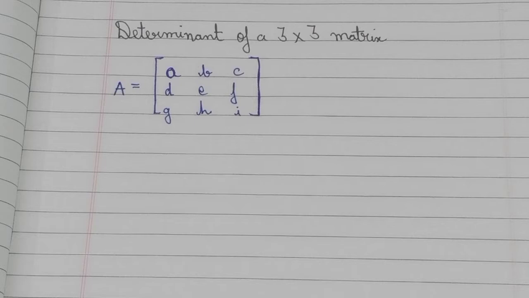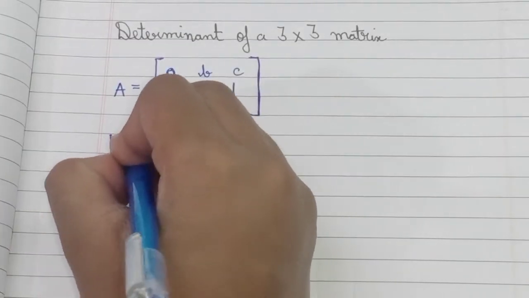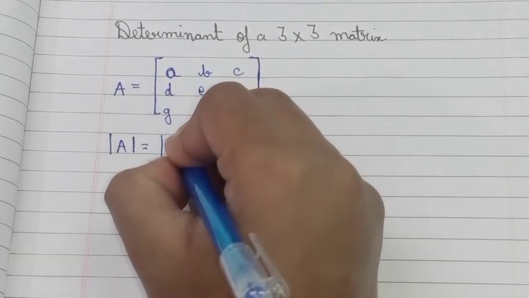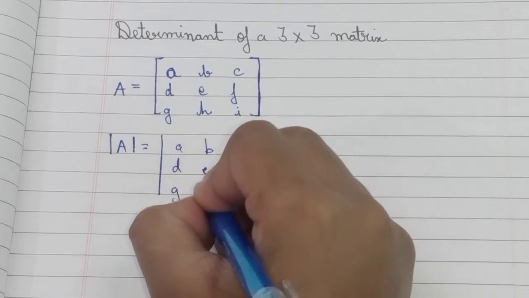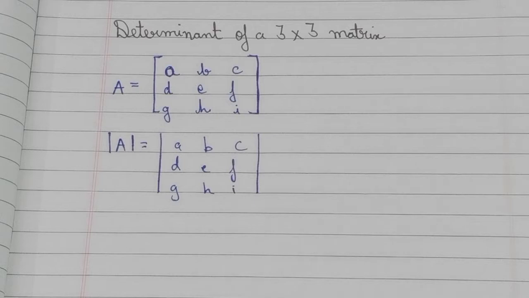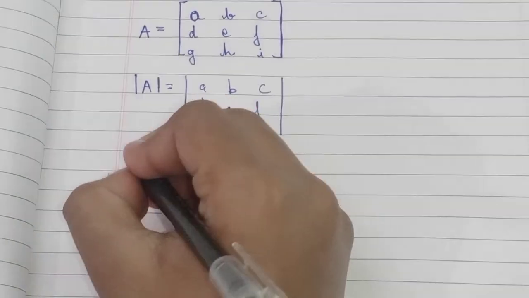Now let's see how to find the determinant of a 3 by 3 matrix. We have an example, A. If we find the determinant of A, it can be written as a b c, d e f, g h and i. There is a formula called the Laplace formula.